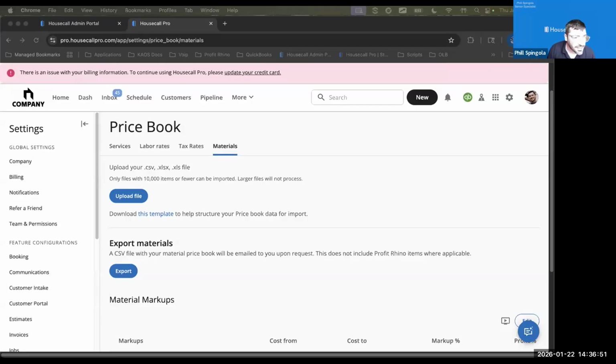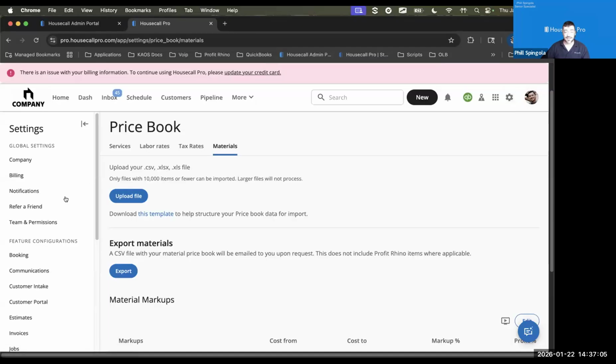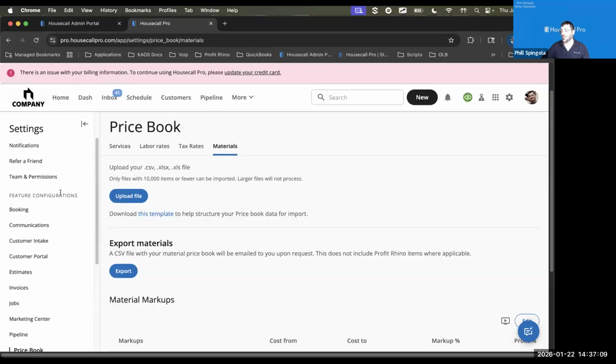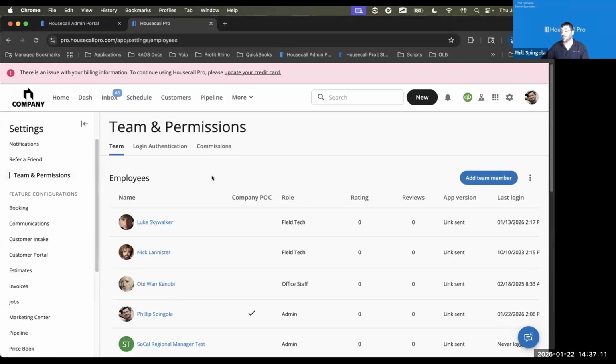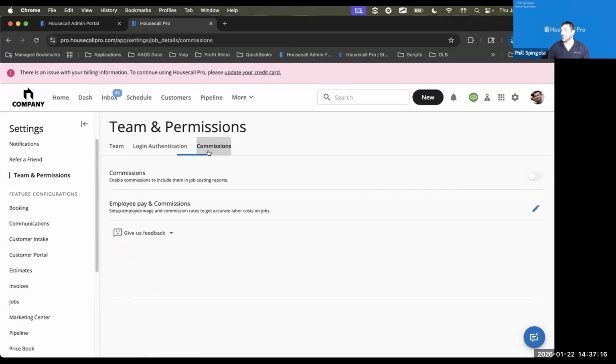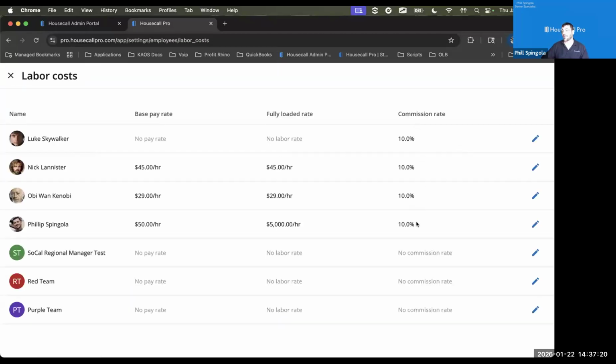Next one from Lacey. Does anyone have any insight on commission percentages and the best way to go about commissions? I can answer that. That's not necessarily what we were talking about today, but for that, Lacey, you can go to Teams and Permissions, and under Teams and Permissions, there is a commissions section. That is where you can add what the percentage is for the commissions.